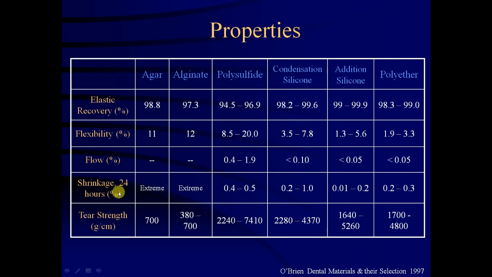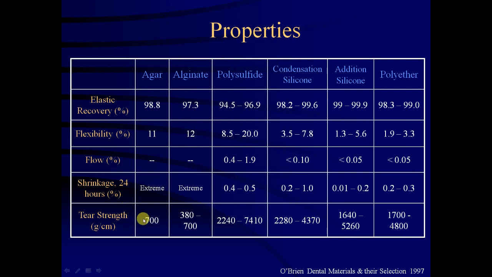Shrinkage within 24 hours, extreme shrinkage. So you have to pour the cast immediately in agar and alginate. Shrinkage within 24 hours in polysulfide leads to 0.4 to 0.5%. In condensation silicon, it leads to 0.2 to 1%. In addition silicon, 0.001 to 0.2, and in polyether 0.2 to 0.3%.